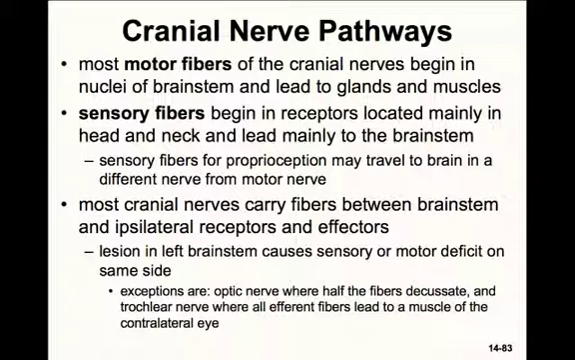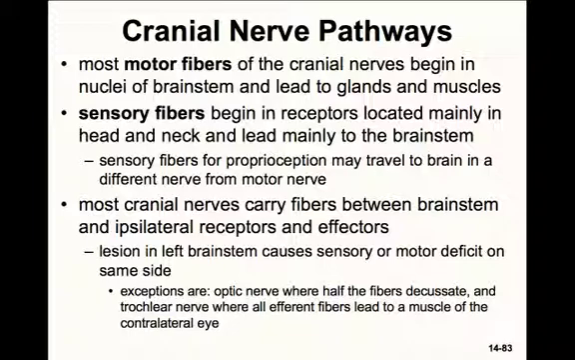Most motor fibers of the cranial nerves begin in nuclei of the brainstem and lead to glands and muscles. We reviewed some of these in the earlier sections of this chapter. However, we didn't name any of them. The sensory fibers begin in receptors that are located mainly in the head and neck and lead mainly to the brainstem. Sensory fibers for proprioception may travel to the brain in a different nerve from the motor nerve.